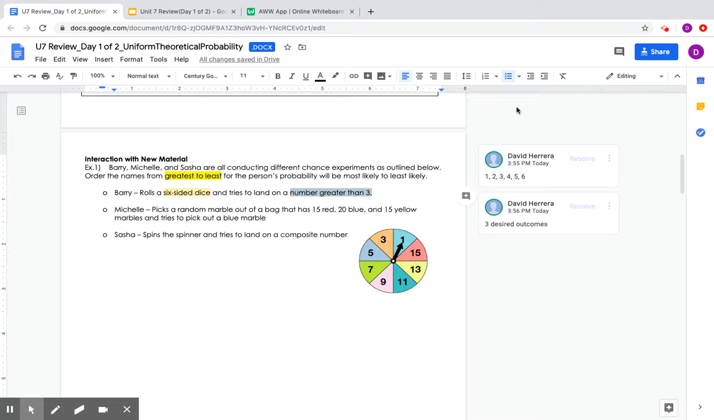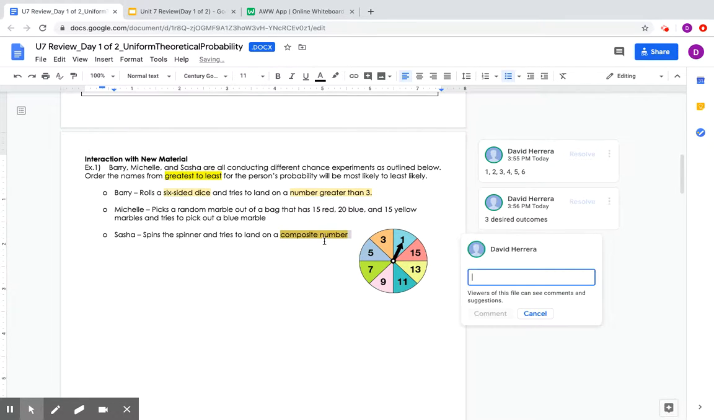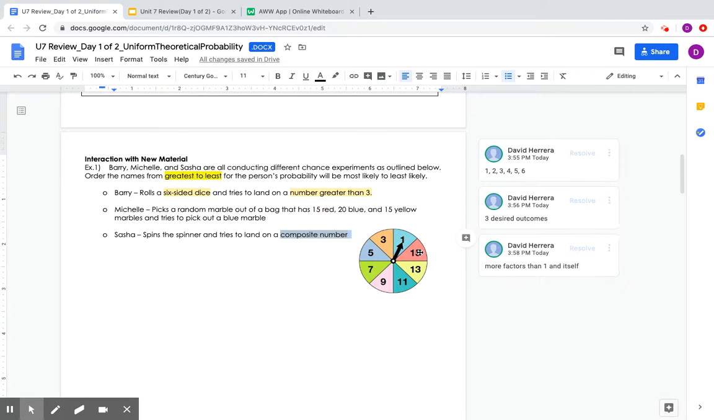Now I'm going to guide you a little bit on the part for Sasha. Sasha spins the spinner and tries to land on a composite number. A composite number, and I'll add a comment here for you, is a number that has more factors than 1 and itself. For example, 15 is considered a composite number because not only can you multiply 1 times 15, but also 5 times 3. 13 is not composite because the only way to multiply to 13 is 1 times 13.